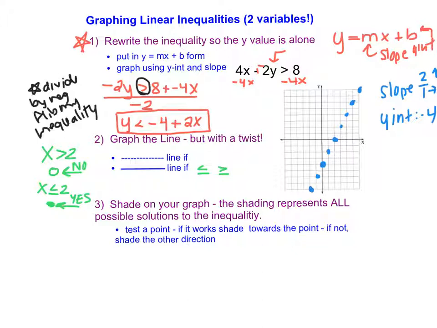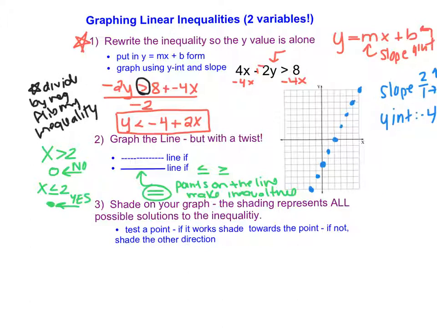So if we have a less than or equal to or a greater than or equal to in our linear inequality, we are going to draw a solid line, this solid line right there, in order to communicate that all of the points on the line make the inequality true. And that's because it contains the equal to part.